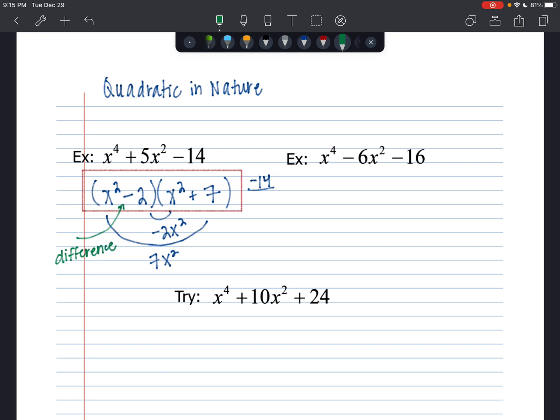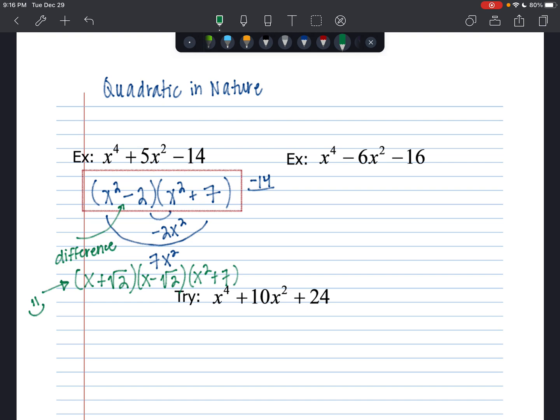Now, if I wanted to further factor this, I could factor it x plus the square root of 2 times x minus the square root of 2 times x squared plus 7. If you followed me right here, make a big smiley face on your paper, because that's good stuff and that could help you later on. But we don't have a difference of 2 squares that are integers, so we would box the x squared minus 2, x squared plus 7.